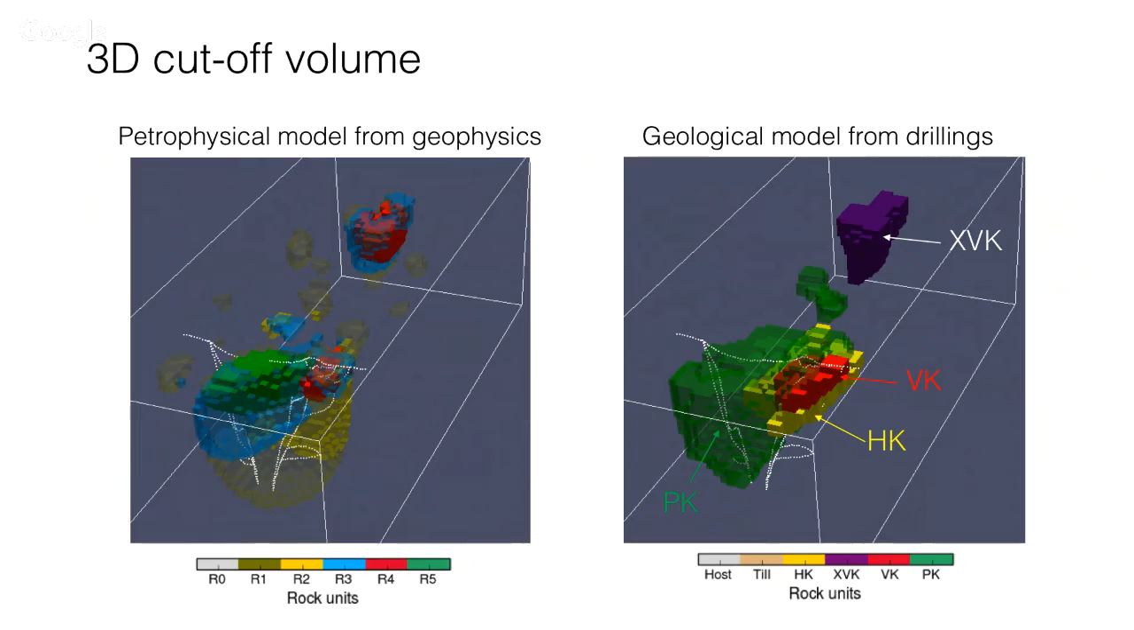We were fortunate enough in this case that they had a lot of drills, because this was, and still is, potentially a productive diamond mine. So we had geologic information about what these units were. The red here indicates the BK unit, the yellow is the HK, and the green is the PK. And you can see the correspondence between those two images.